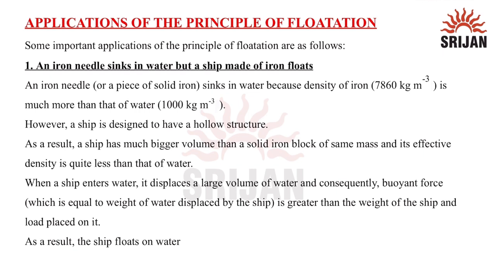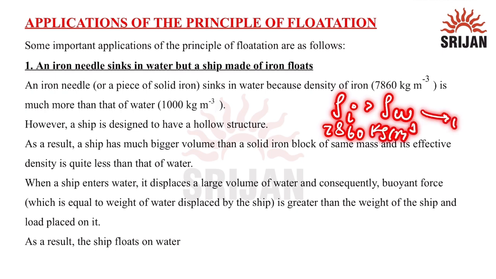Now, we know for a fact that an iron needle or a piece of solid iron sinks in water because the density of iron is more than the density of water. The density of iron is 7860 kg per meter cube, whereas that of water is 1000 kg per meter cube.